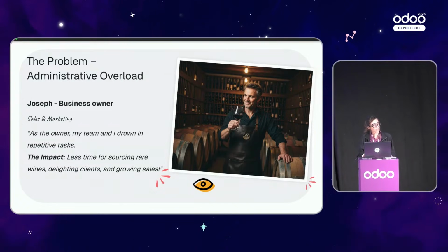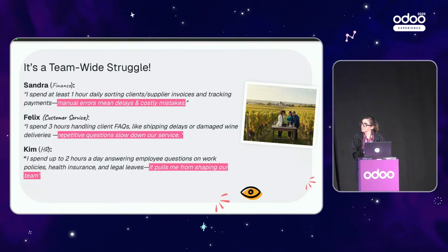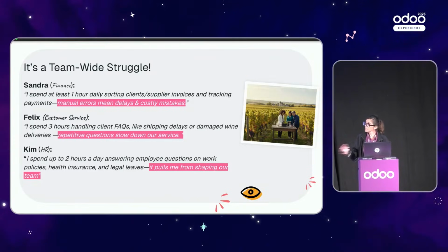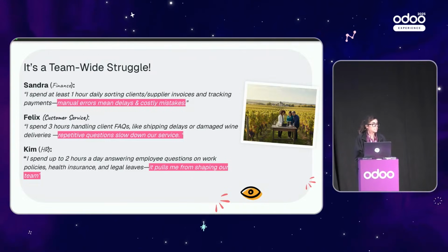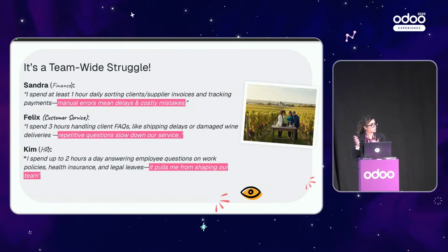But then we're not going to talk only about him because he has a whole team, okay? The team is also struggling sometimes because Sandra, for example, in finance, spends a lot of time reconciling the unpaid invoices or chasing clients for payments, okay? How can she have direct access to this? The second one, Felix, customer service, okay? He is in charge of answering clients when it comes to late deliveries, damaged products and everything. How can we help Felix spend less time doing this?